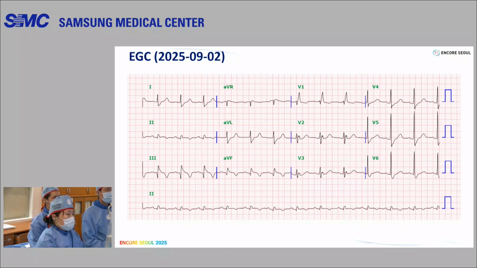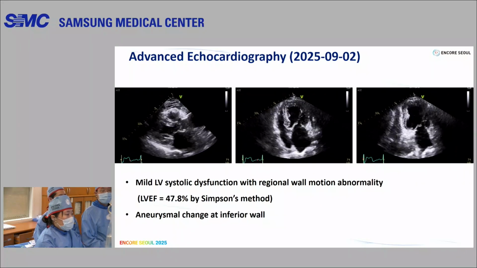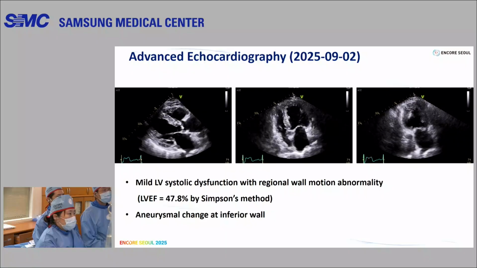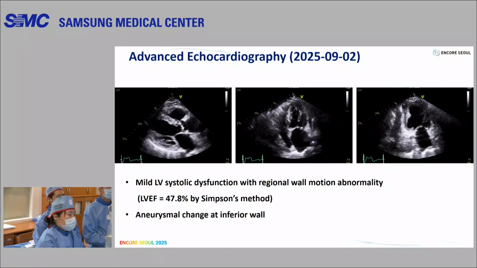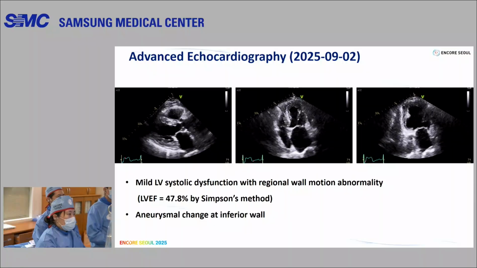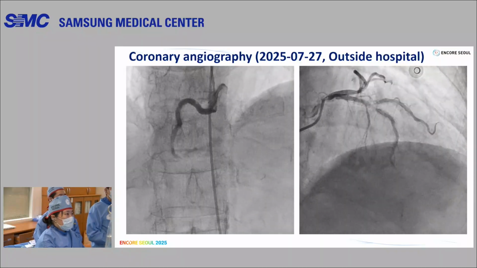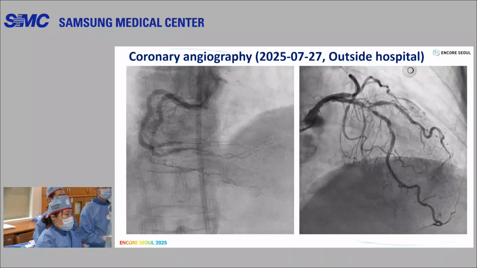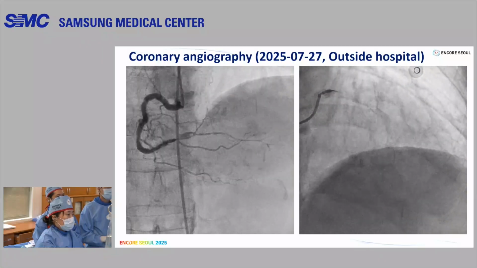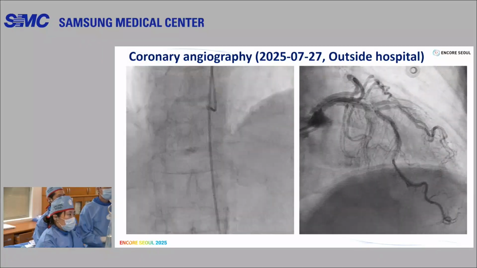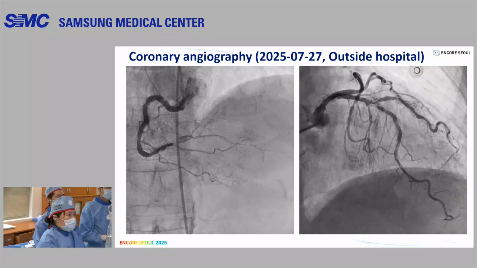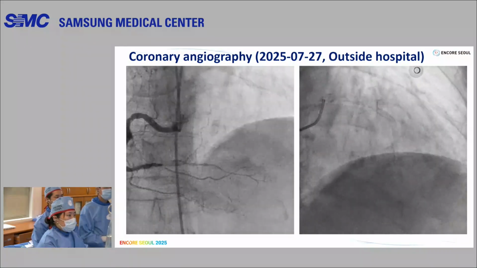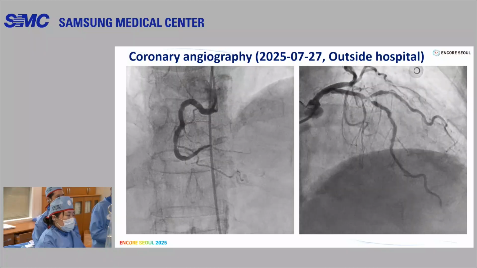Electrocardiogram showed the right bundle branch block. Next. Echocardiography revealed mild left ventricular systolic dysfunction with regional wall motion abnormality, and aneurysmal change was noted at inferior wall. Next. This is the coronary angiography from the outside hospital. There is thrombotic occlusion at distal RCA and significant stenosis at mid-LAD bifurcation lesion, Medina 111.